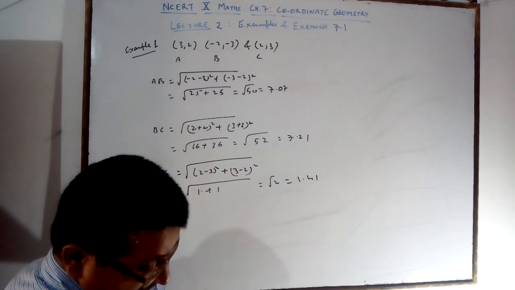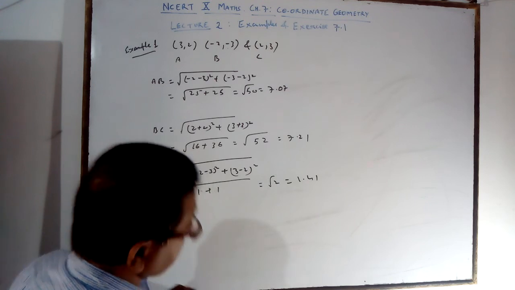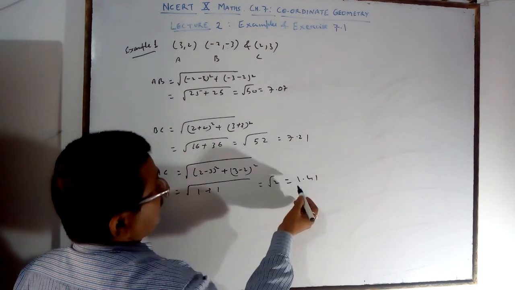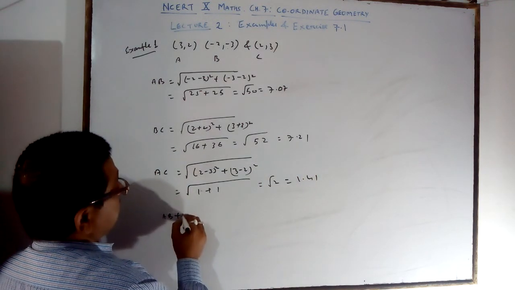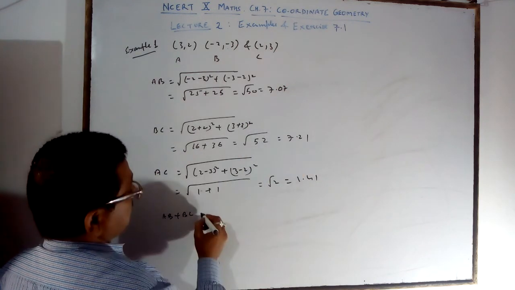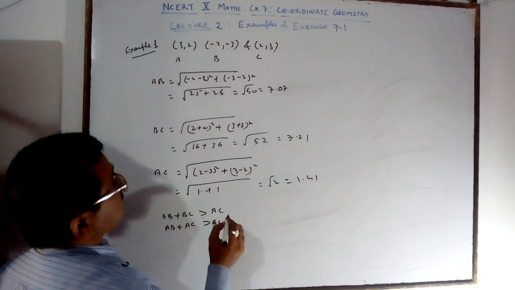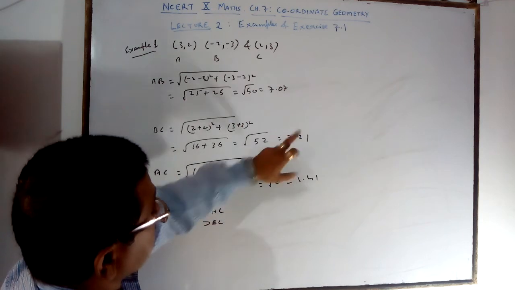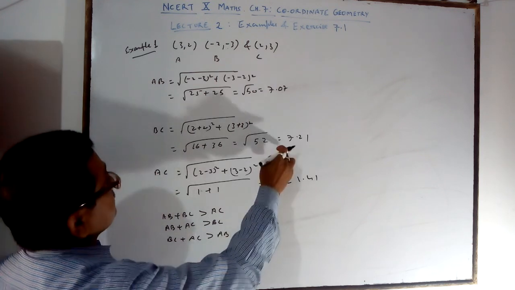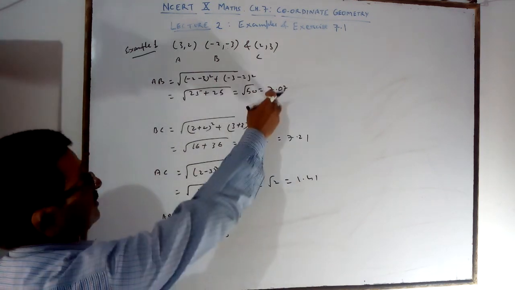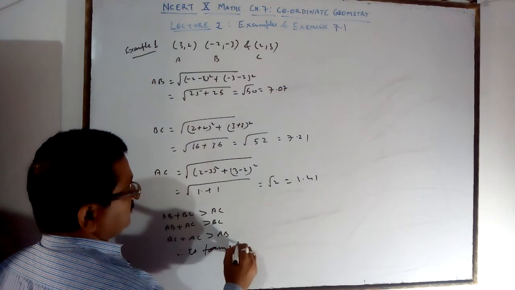Now check whether this is forming a triangle or not, since the sum of any two sides is greater than the third side. 7 plus 1: AB plus BC is greater than AC. AB plus AC, 7 plus 1, 8, is greater than BC, which is 7. And BC plus AC is greater than AB, 7 plus 1, 8, is greater than 7. That's why it forms a triangle.